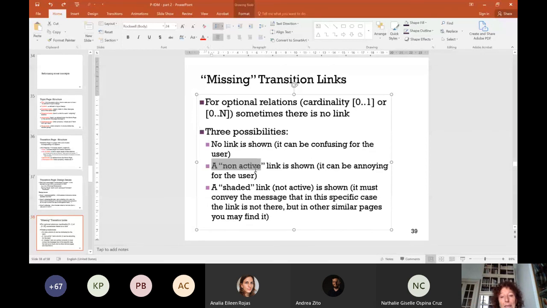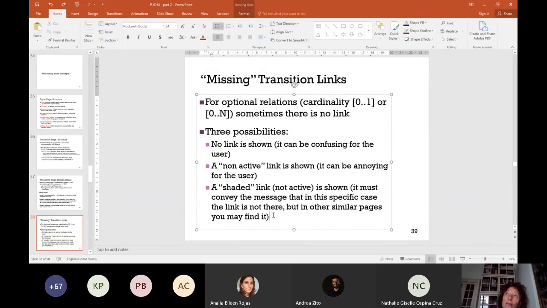Or you include a link, but it can be confusing because the user could expect to have a link between a teacher and courses. You can put a sort of non-active link, just a gray one, which can be annoying because you see something, you try to click and you cannot do anything. So a link which is either not active or shaded conveys the message that in this specific case the link is not there, but in other similar pages you may find it. So you have visual design solutions that range from not showing the link, to showing it not active, which is annoying, to showing it as shadow.